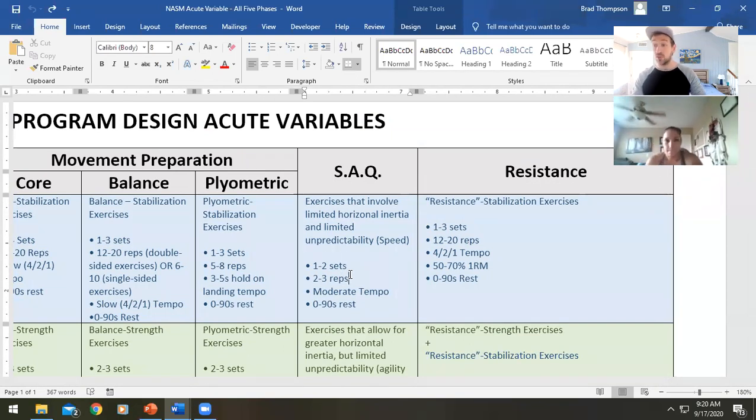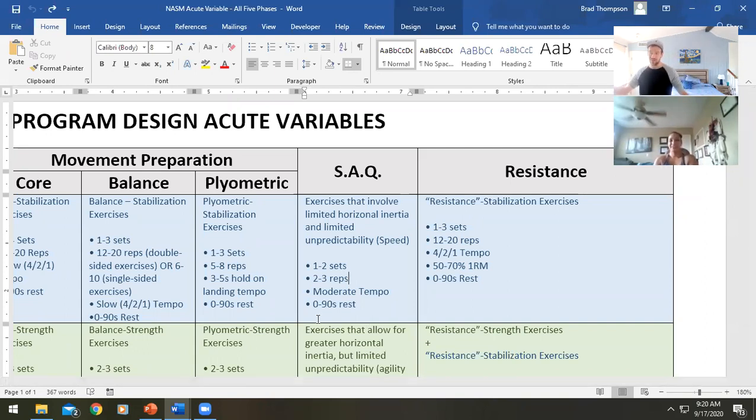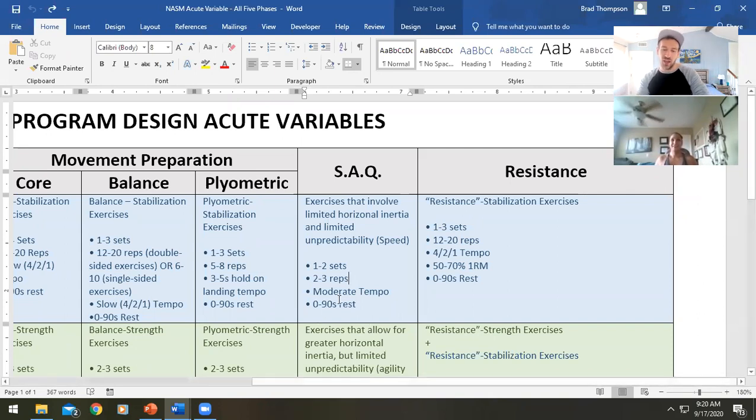Give them a moderate tempo. You want them to go fast. It's a speed ladder, but at the same time, you're not saying go, go, go. You're trying to teach them how to do the movements properly. If they're kicking that speed ladder everywhere and it's getting all tangled up, that's not really helping them develop their speed. It's all, again, foundational. It's all about form, right? And then 0 to 90 seconds of rest.